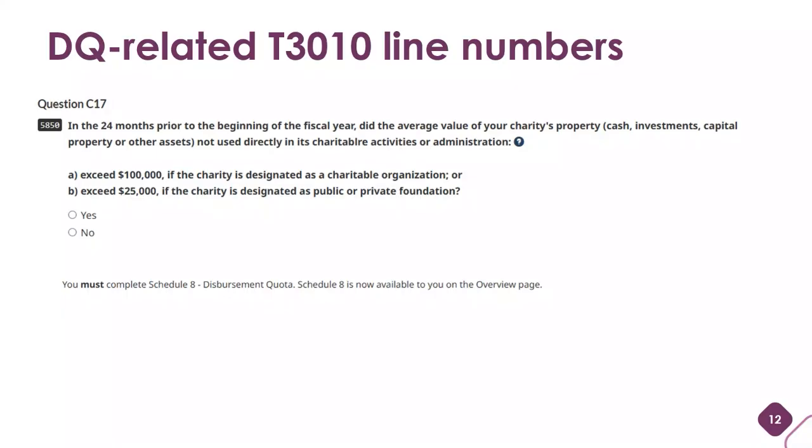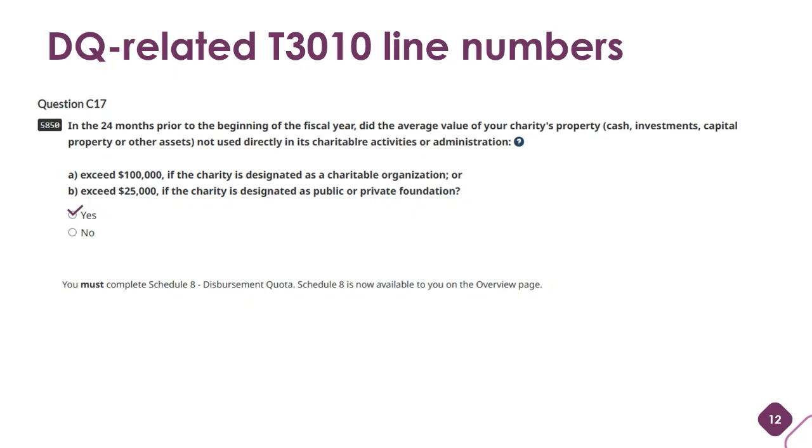You'll see when you're filling out Form T3010 that question C17 will prompt you to make this determination. If the average value of the property is less than $25,000 or $100,000, then the DQ does not apply. In this example, Live Life Wild is a charitable organization, and the average value of their property is $610,000, which is over $100,000, which means that they must proceed with calculating and meeting their DQ. They will click Yes to question C17 and be automatically prompted to fill out Schedule 8 of the T3010.